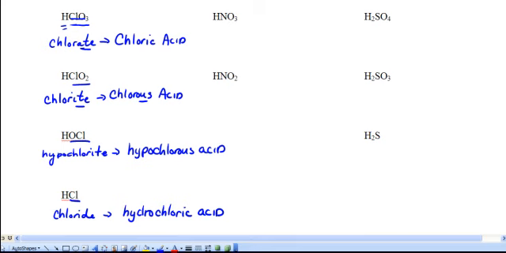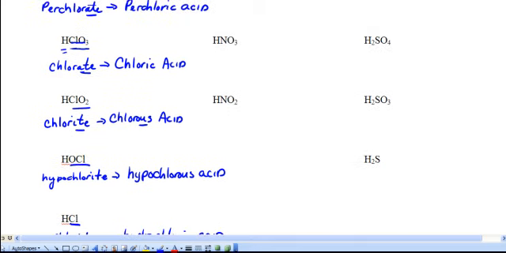Okay, let's try a couple more. HNO3. You know it's an acid because it has a leading hydrogen. So then you just have to look to the anion. NO3 is the nitrate ion. Therefore, nitrate turns into nitric acid.